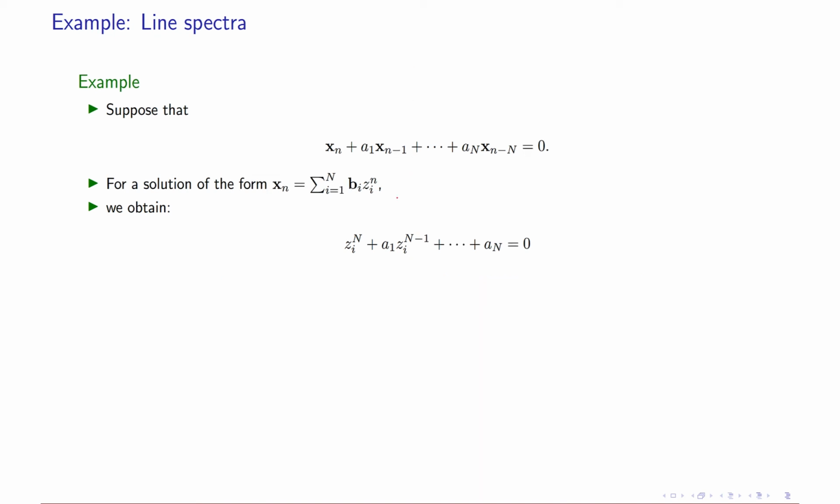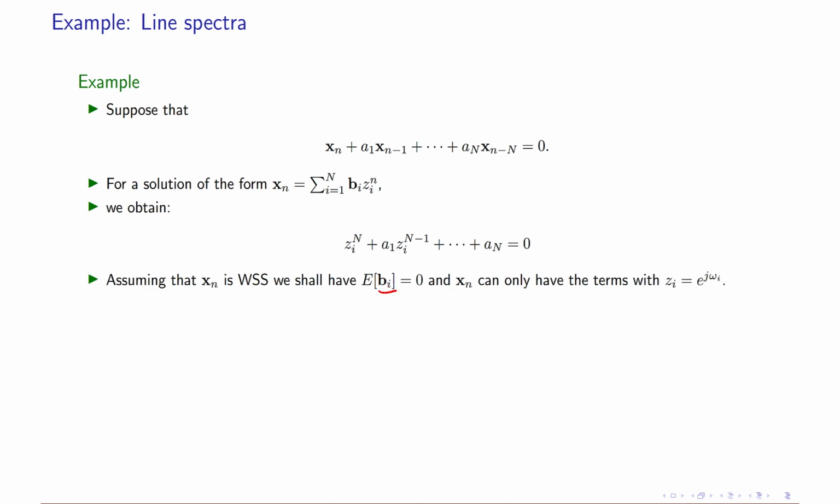So in summary, you find a solution of this equation, and then your random process x of n can be calculated. The mean of x of n shall be zero, so the mean of b shall be zero. And then we argued that the magnitude of z_i shall be equal to one. Otherwise, the magnitude will become infinity if it is bigger than one when n goes to infinity, or if it is smaller than one when n goes to minus infinity, and then the energy becomes infinite, so in that case it is not wide sense stationary. So all these roots have to be on the unit circle. This is the only way that you get a wide sense stationary random process.